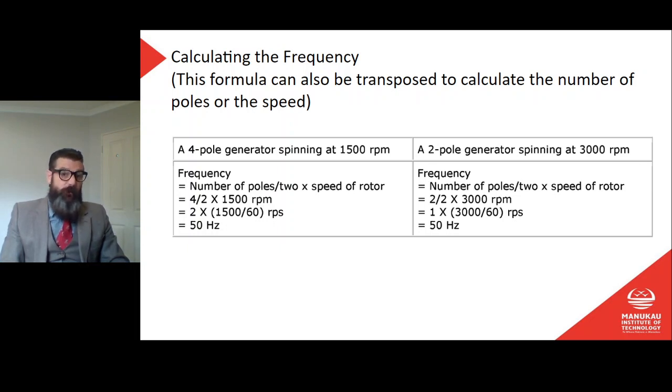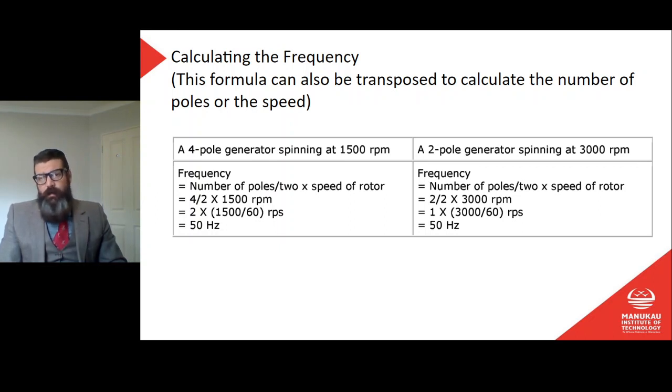So in this case, number of poles is 4. It's a 4-pole generator. That means 2 norths and 2 souths is 4 poles. So 4 poles divided by 2, or again, we could say pairs of poles to simplify it. That means we would just go 2 norths, 2 souths, so we've got 2 pairs. Either way, it's 4 divided by 2, which equals 2. And we multiply that by the speed of the rotor. So that's 1500 RPM. 1500 RPM divided by 60 will equal the revolutions per second. So 2 times 1500 divided by 60 equals 50 Hertz. So if I have 4 poles and I spin the rotor at 1500 RPM, I get 50 Hertz.